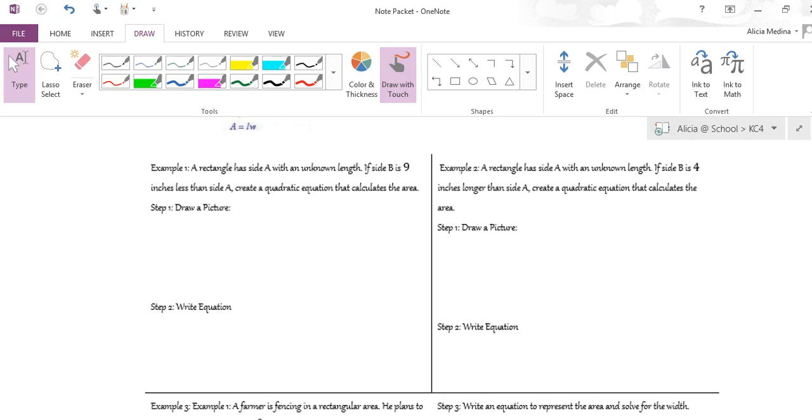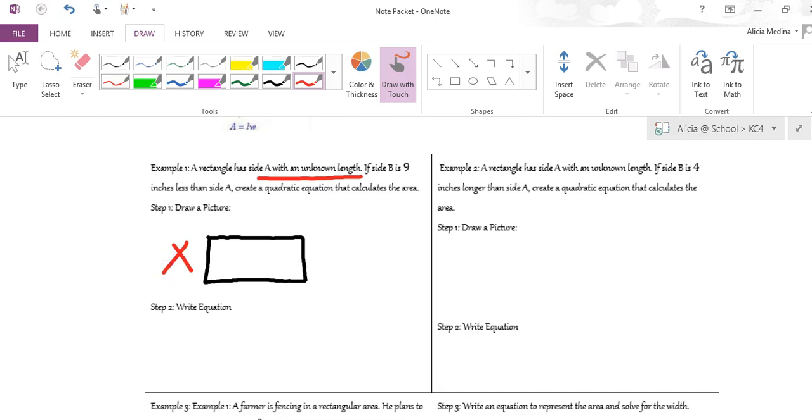So first example, says a rectangle has side A with an unknown length. If side B is 9 inches less than side A, create a quadratic equation that calculates the area. So the first thing is we're going to draw a picture. So I have some rectangle. Alright, it tells me that I have a rectangle that has side A with an unknown length. So I don't know what A is. I'm just going to go ahead and leave that be X.